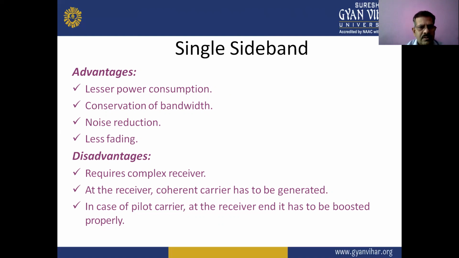But we have some disadvantages of the single sideband system. It requires complex receivers. And at the receiver, coherent carriers have to be generated. And the next disadvantage is that in the case of a pilot carrier, at the receiver it has to be boosted properly.